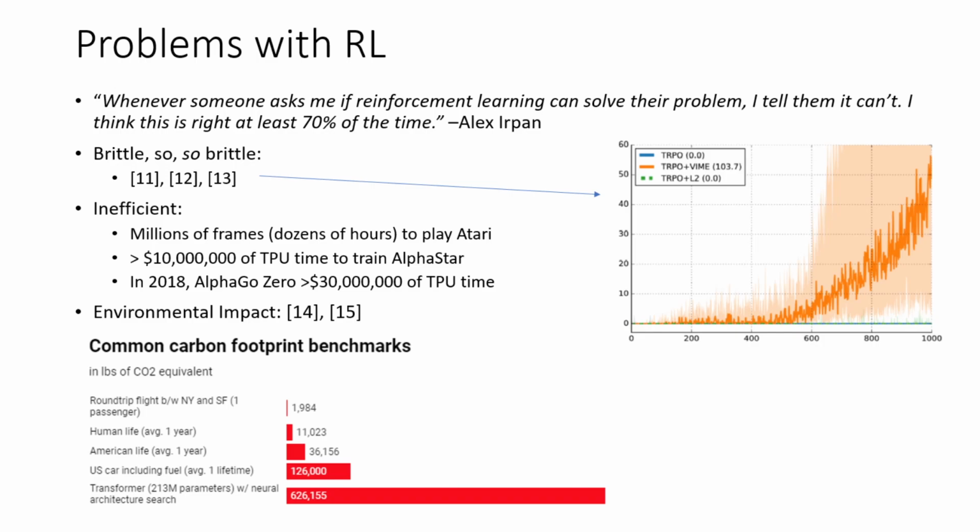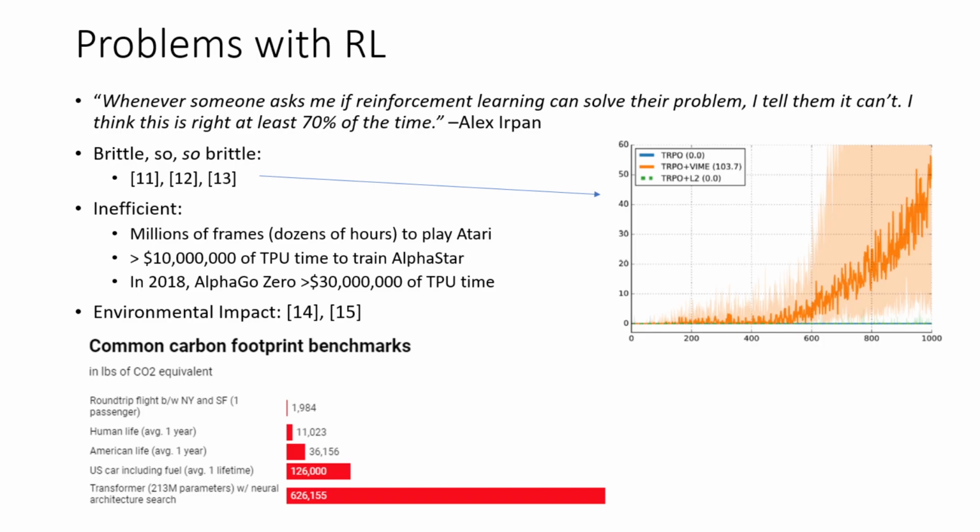And lastly, we have environmental impacts. This isn't really unique to reinforcement learning. It's just there because reinforcement learning is especially sample inefficient and therefore requires a lot of training and a lot of computational power. And we can see that a transformer with 213 million parameters, which is not a huge amount. I mean, it's large, but not insane. I think current language models like GPT-3 have something like 200 billion parameters. In order to train that takes as much as 5 cars.